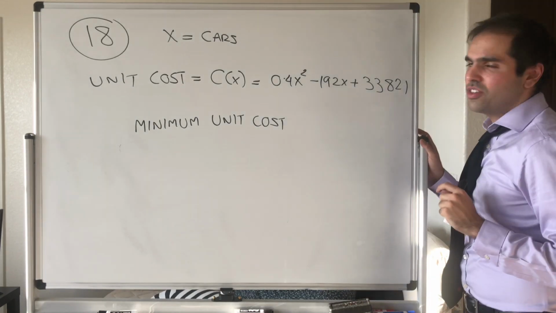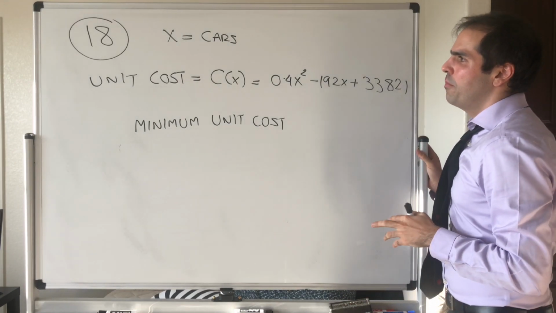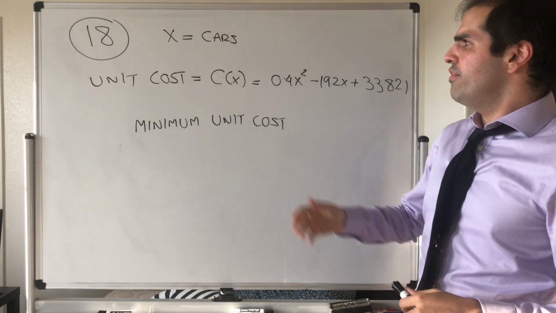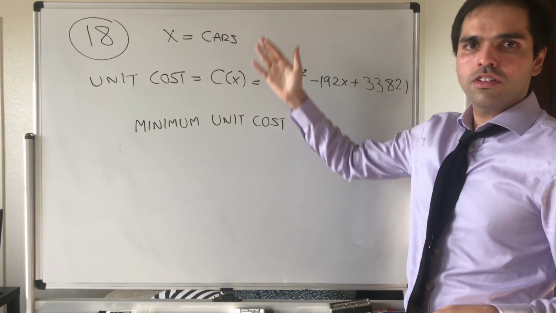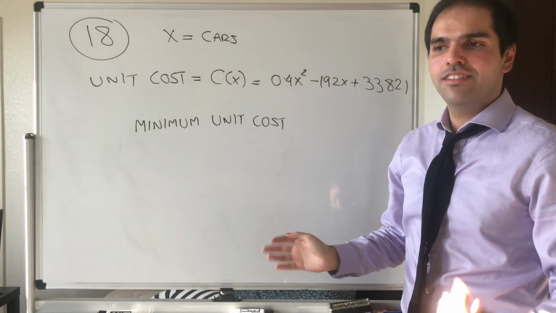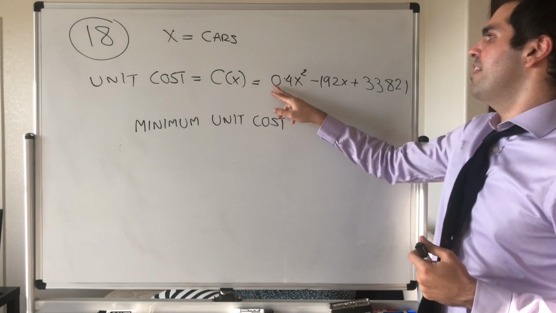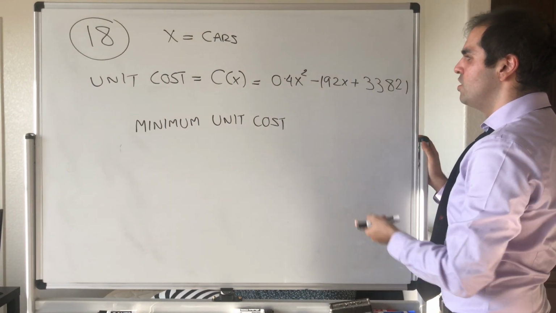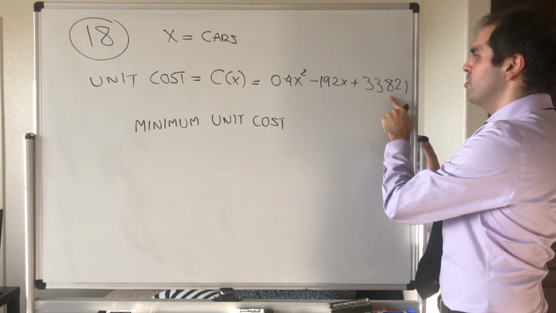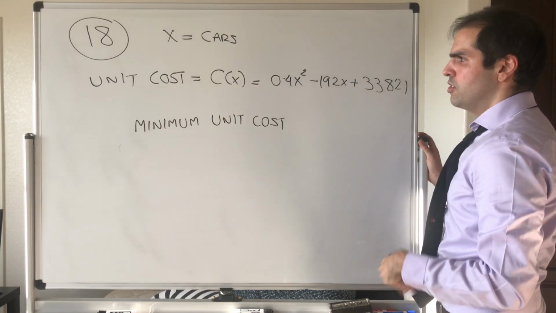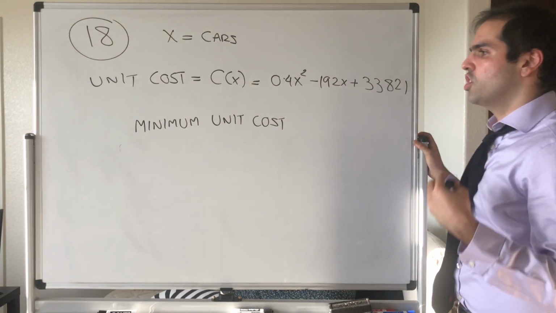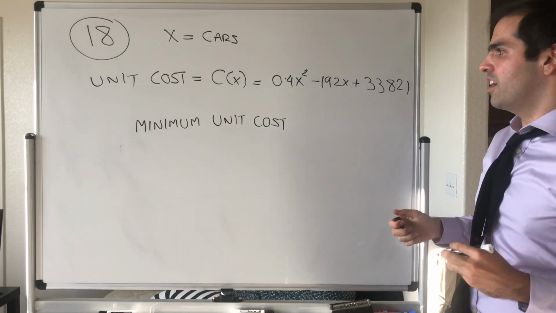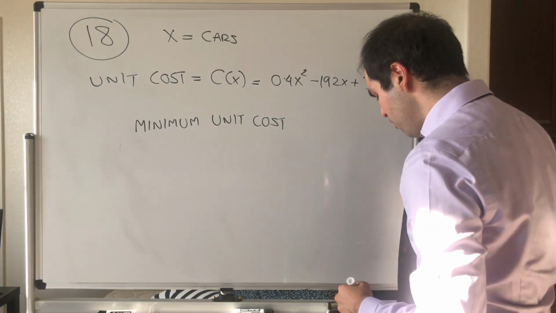All right. Okay, so the next question is a little bit of a word problem, but suppose you're a car manufacturer, and given the number x of cars, the unit cost of making cars is C of x, which is 0.4x squared minus 192x plus 33,821. So I believe the cost of making each car. And the question is, what is the smallest possible unit cost?